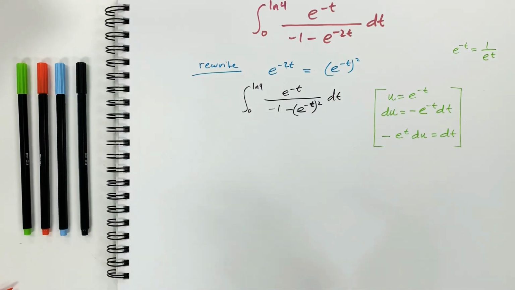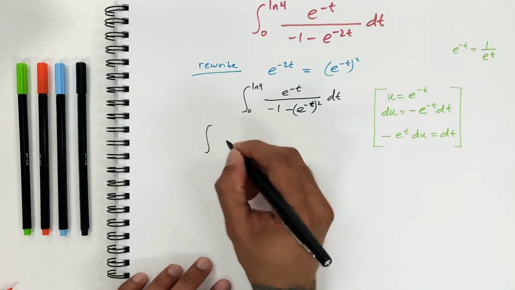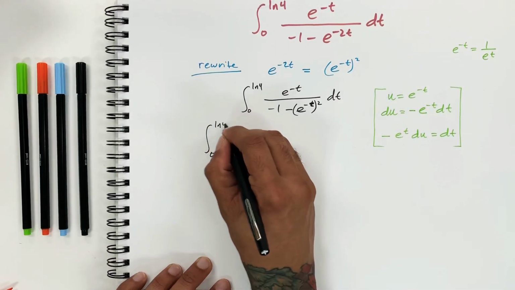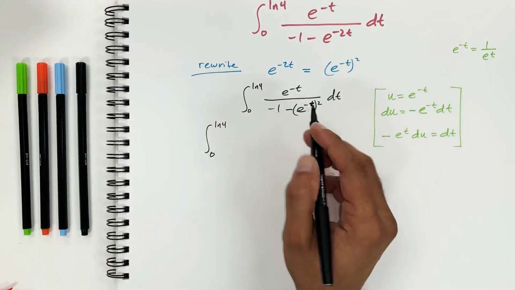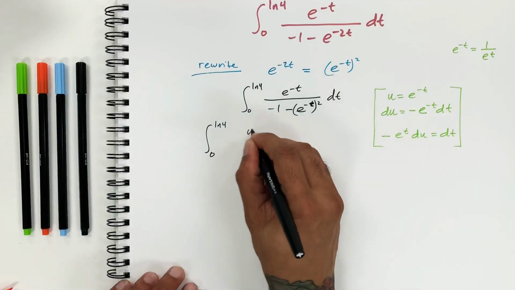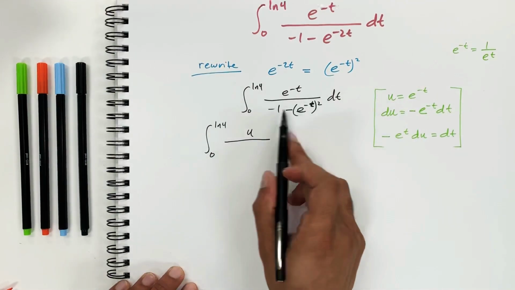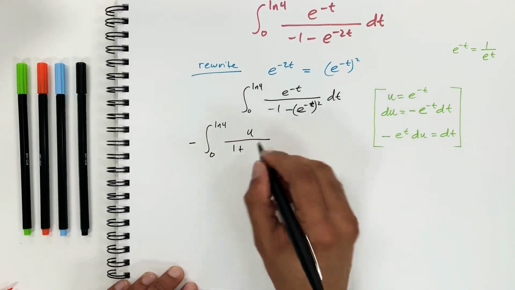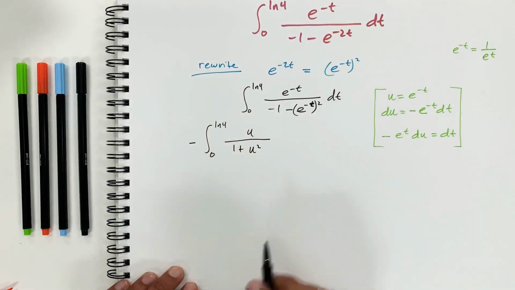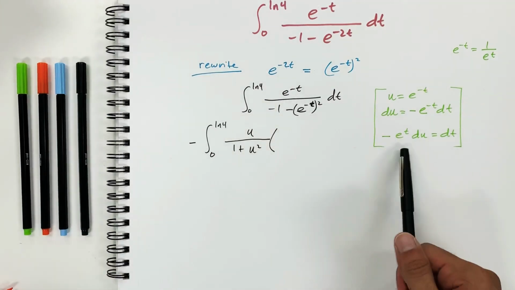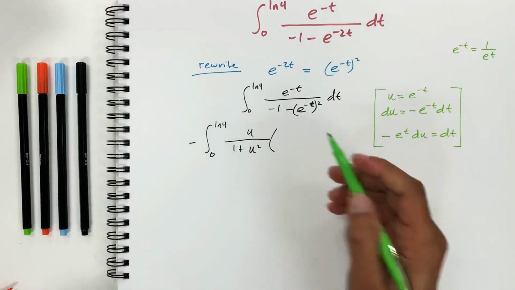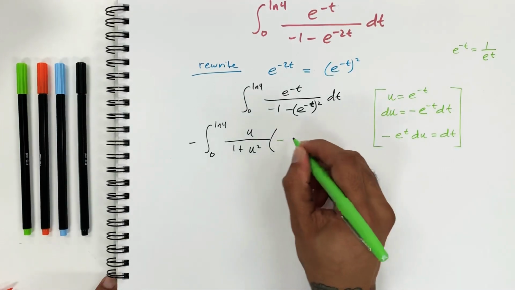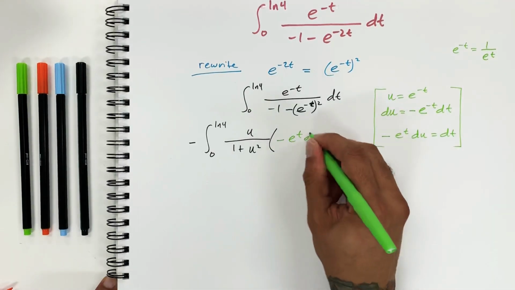So now let's plug that into our equation here. We have this integral from 0 to ln of 4. We have u on top, and we're going to pull out the 1 from the bottom, so I'm going to say 1 plus u squared. And what do we calculate for dt? We're going to put it here in parentheses: negative e to the t du.